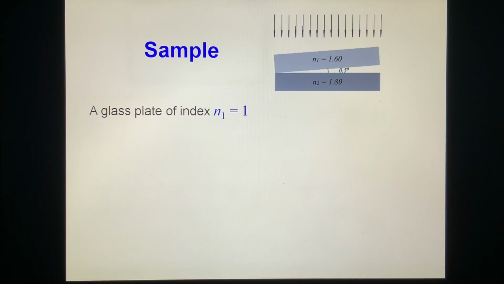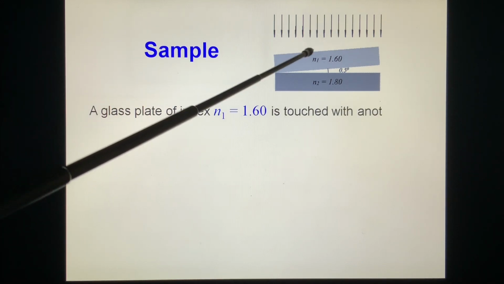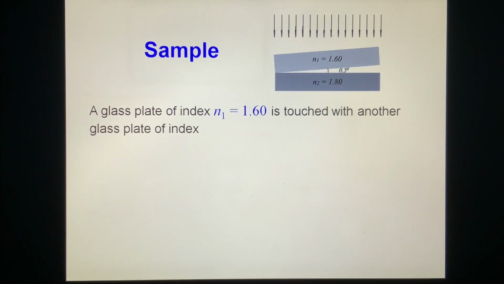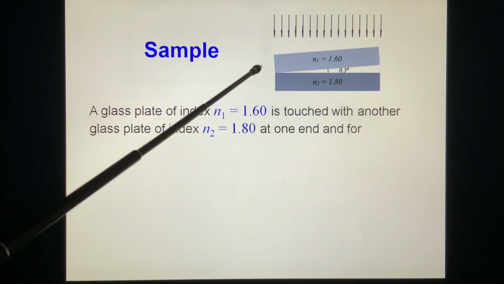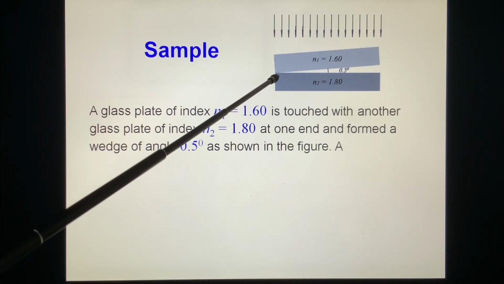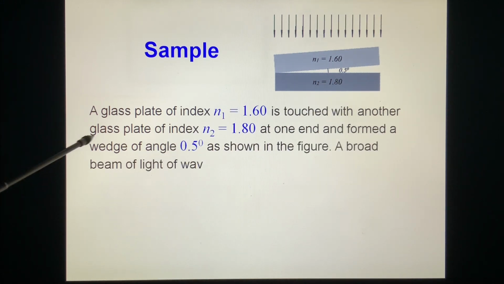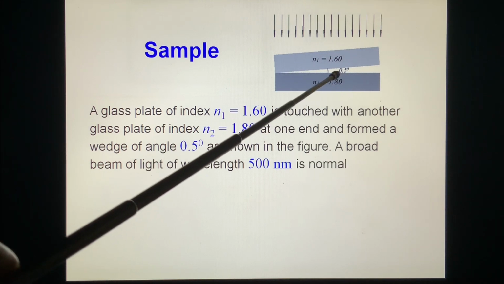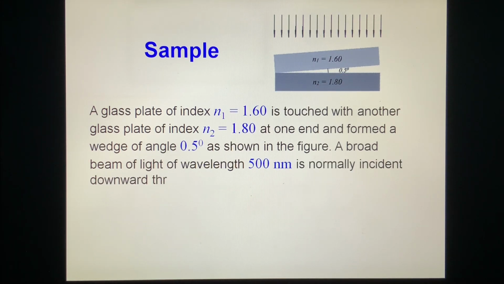A glass plate of index 1.60 is touched with another glass plate of index 1.80 at one end and forms a wedge of angle 0.50 as shown in the figure. This is air. A broad beam of light of wavelength 500 nanometers is normally incident downward on the top.